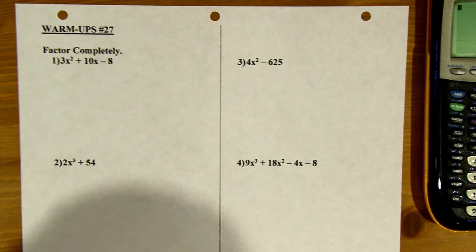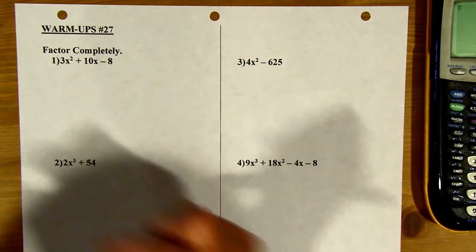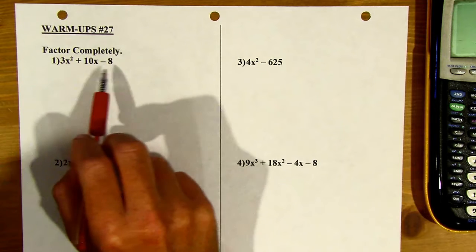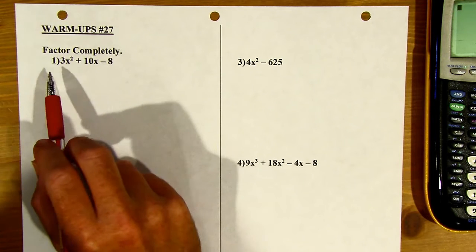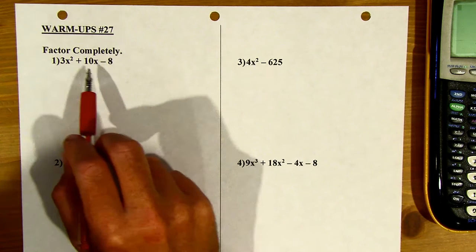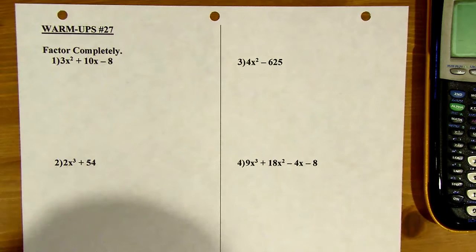Hey, here's warm-up number 27. Let's do some factoring. Okay, we're gonna factor this completely. So first thing I'm always looking for is a common factor, but nothing goes into 3, 10, and -8. So no common factor here.